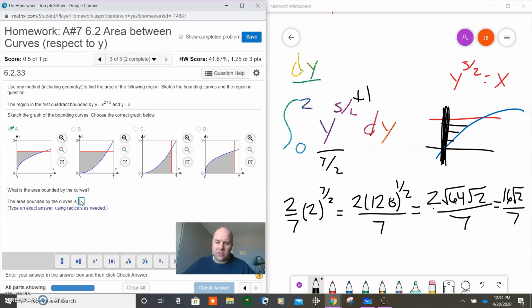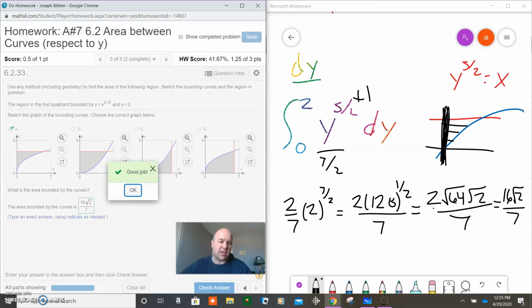So just notice I do want you to type it in as an exact answer. I'm going to go ahead and try this. If this doesn't work, then just be careful. Oops, I have to put the 7 on the bottom. Just be careful on how you type everything in, check answer, and there you are.